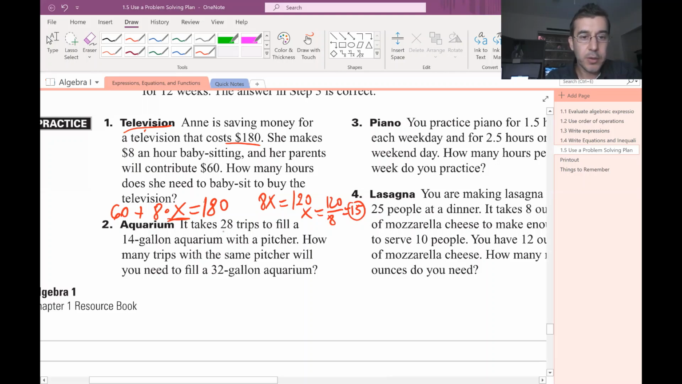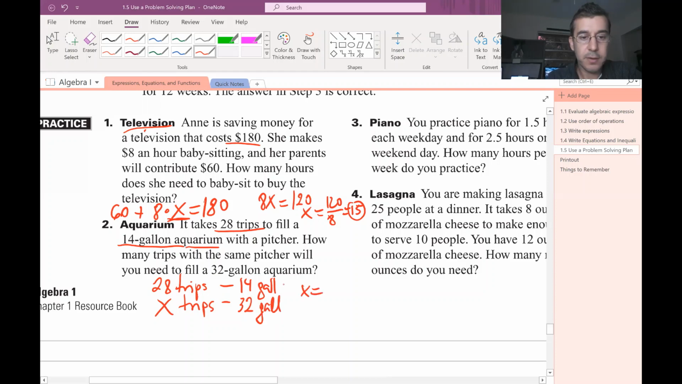Number 2, aquarium. It takes 28 trips to fill a 14-gallon aquarium with a pitcher. How many trips with the same pitcher will you need to fill a 32-gallon aquarium? So 28 trips fills a 14-gallon aquarium. And then how many trips, x trips, to fill a 32-gallon aquarium?